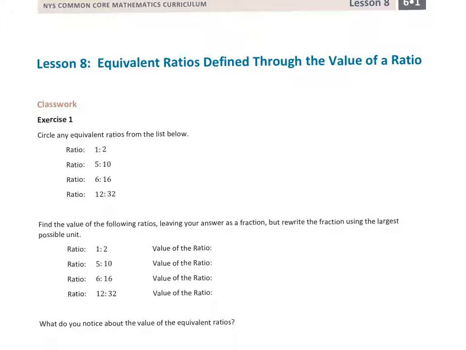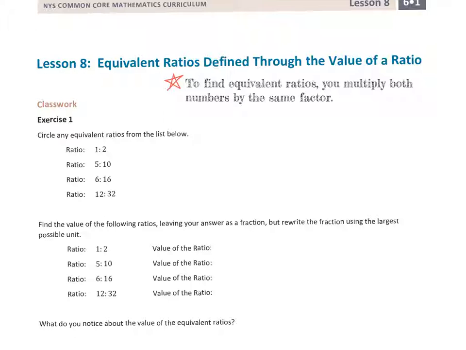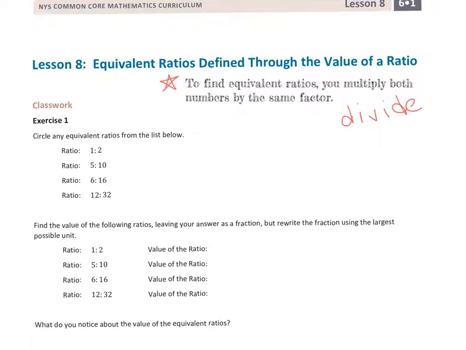So lesson 8 is about equivalent ratios defined through the value of that ratio, and let's remember that to find equivalent ratios, you multiply both numbers by the same factor, which means I can also divide. If I can multiply, we know fact families mean that I can divide by the same divisor. So we're looking for any equivalent ratios here on this section right here.